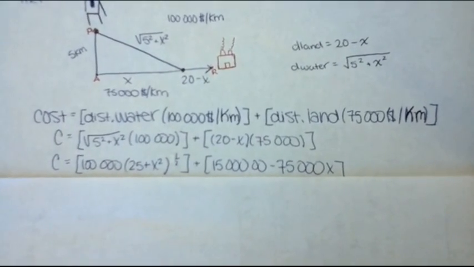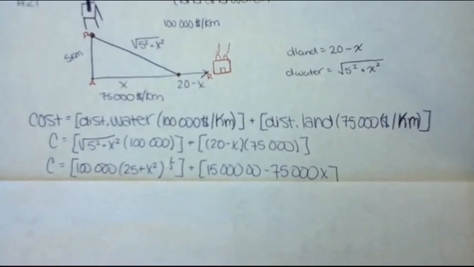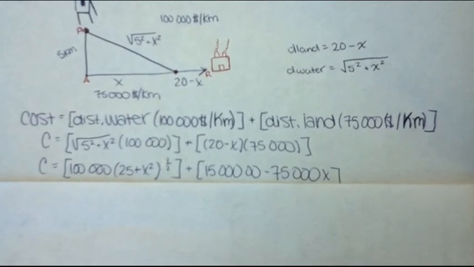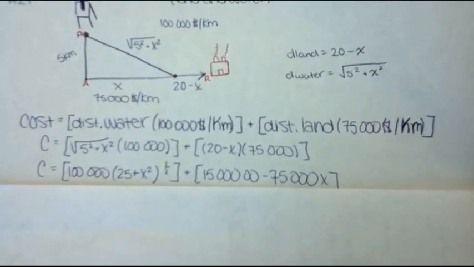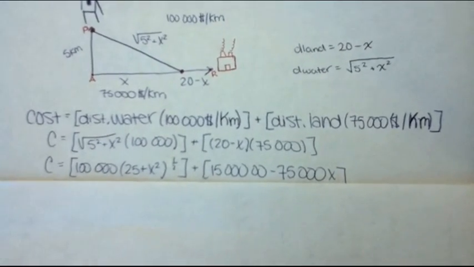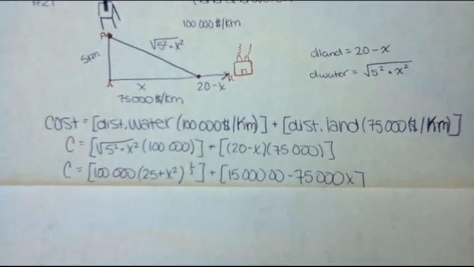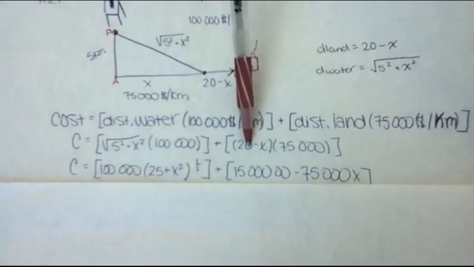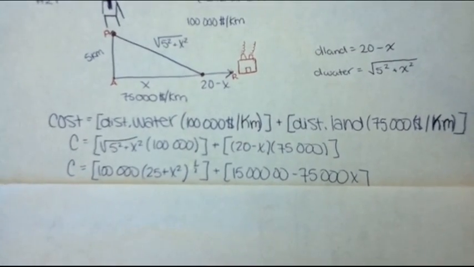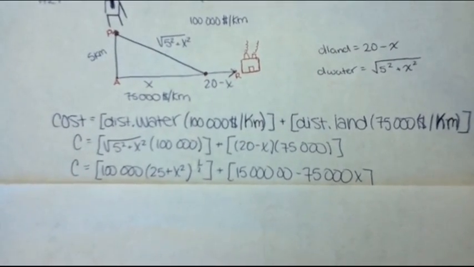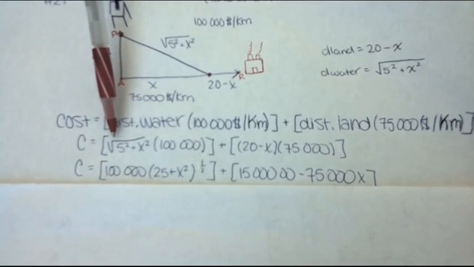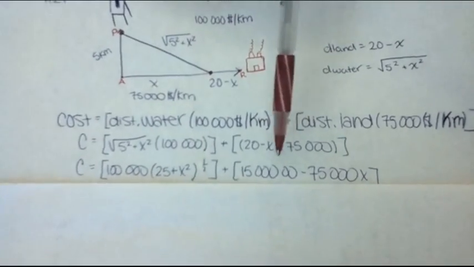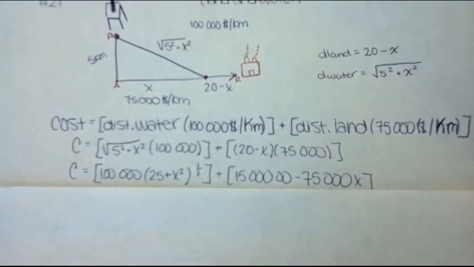Now, you have to come up with a cost formula. Do this by multiplying your distance in water by your price of water piping, plus your distance on land multiplied by your price of land piping. Next, you fill in your values. Your distance in water value goes in here, and your distance on land value goes in here. After that, switch your square root sign to an exponent of 1/2, followed by simplifying your brackets on this side.